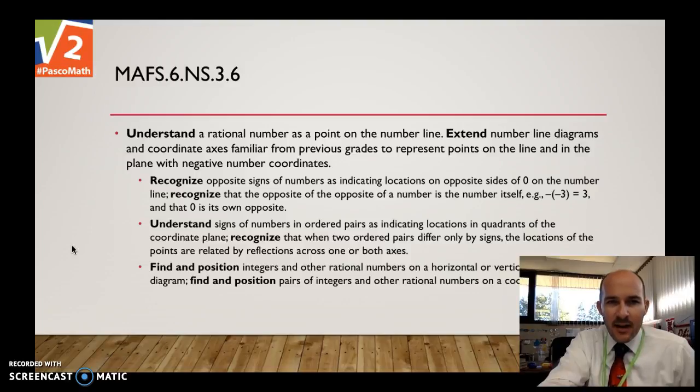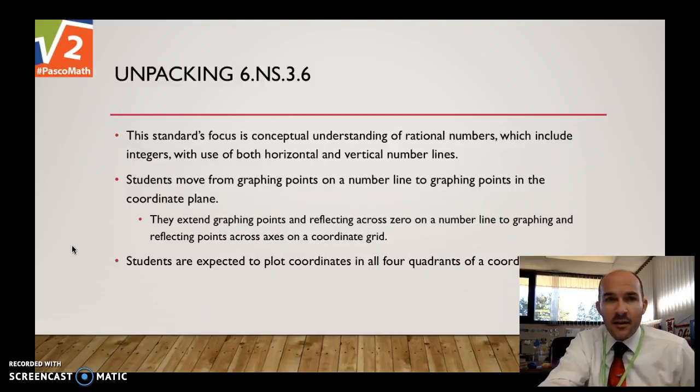And then find and position integers and other rational numbers on the horizontal and vertical number line diagram. Find and position pairs of integers and other rational numbers on a coordinate plane. So again, there's a lot going on there, and let's unpack it. This standard's focus is really conceptual of rational numbers, which include integers, with use of both horizontal and vertical number lines, as well as the coordinate plane.